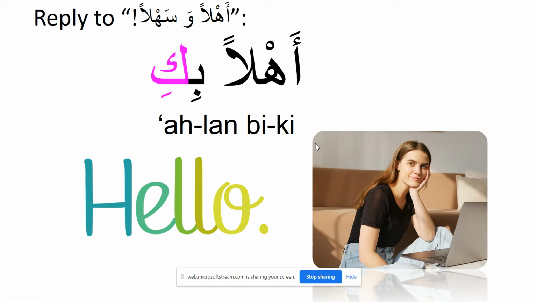You could say this on its own. You don't need to say it as a reply to ahlan wa sahlan or ahlan, but it's ahlan biki. Remember, this ki is second person, singular, feminine. So you're talking to a woman, you're saying ki. You're saying it as the object of a sentence, not as the subject. Ahlan biki, hello to you. Hello to you, you're talking to a woman.